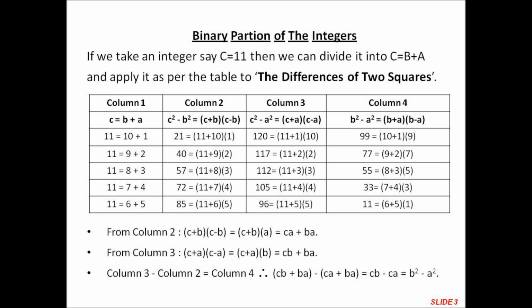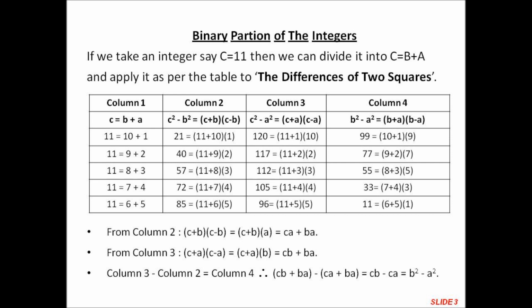Binary partition of the integers. If we take an integer, say c equals 11, then we can divide it into c equals b plus a and apply it as per the table to the difference of two squares. From column 2, the sum c plus b times the difference c minus b is equal to the sum c plus b times a, which is equal to ca plus ba. From column 3, the sum c plus a times the difference c minus a is equal to c plus a times b, which is equal to cb plus ba.